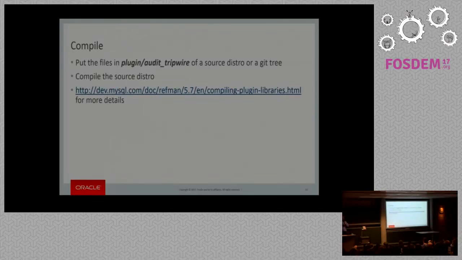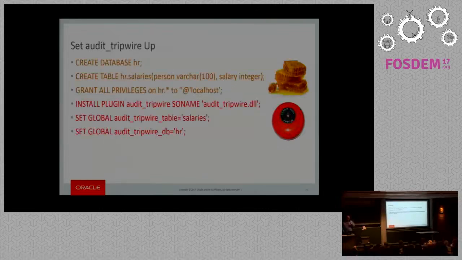So how do you compile it? You take the GitHub repository, put it in, take a MySQL source distribution or a Git tree. You can just clone the MySQL source from there. And you put the code that is there, the C file and the CMake file, into this directory, plug in audit tripwire, and then you compile as you normally do. So this will end up with a shared library, the plugin shared library that you can load inside the server. There's more details on that URL. The process is described in detail, so you can just follow the steps there.